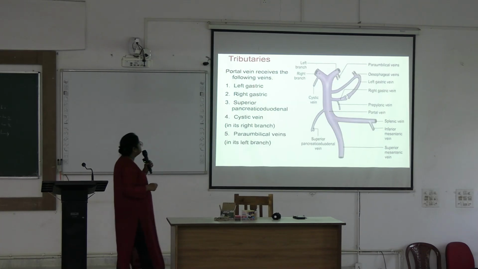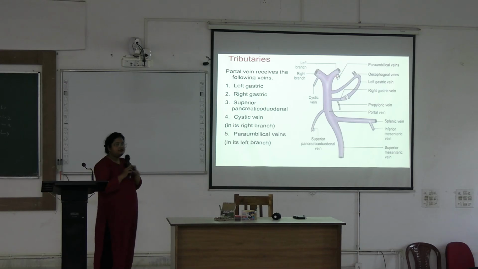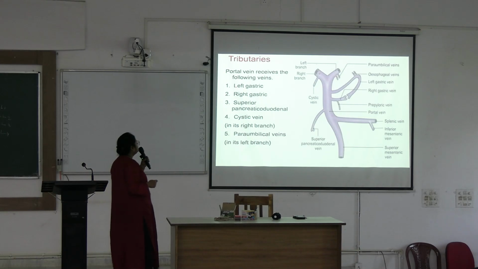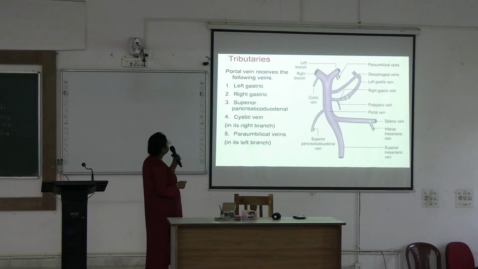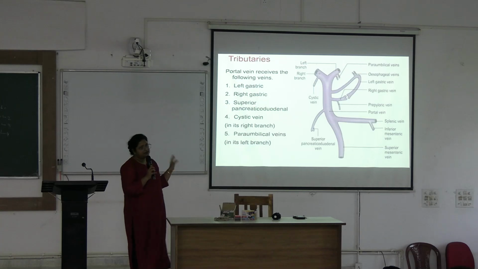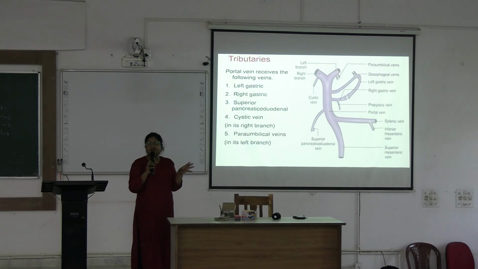Next, we are going to the tributaries. Okay, tributaries you must remember. Portal vein receives the following veins: left gastric vein, right gastric vein. See, this is right gastric vein, this is left gastric vein. Esophageal veins are draining into the left gastric vein. Okay, so all these tributaries are included within the portal system. Okay, so you remember it during the portosystemic anastomosis.